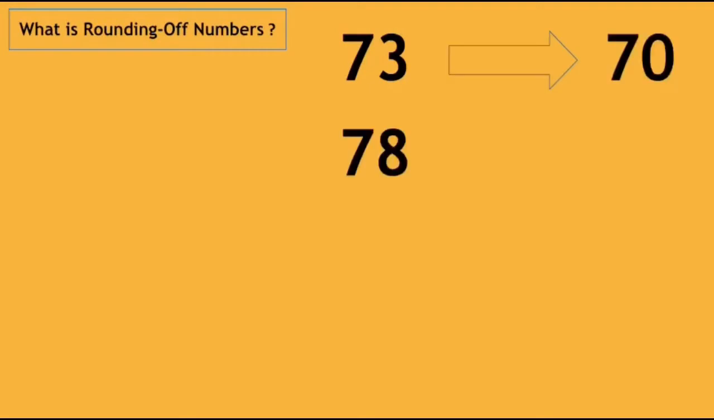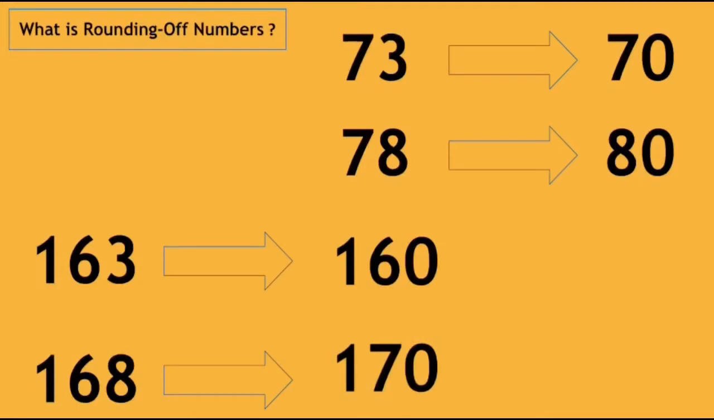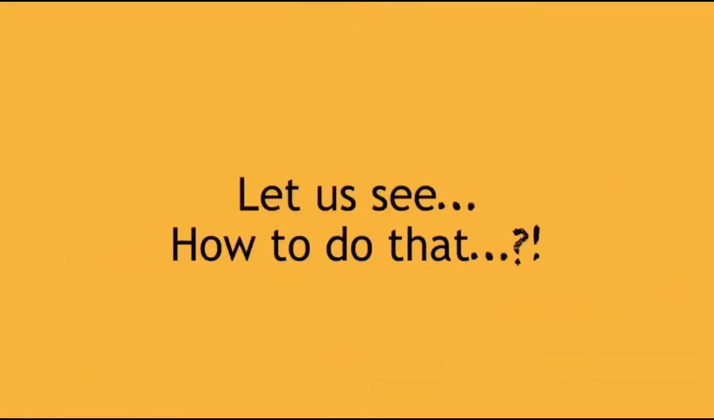Now in this example you are seeing 73 is rounded to 70, 78 is rounded to 80, 163 is rounded to the nearest tens as 160, and 168 is rounded to 170. Now let us learn the concept.